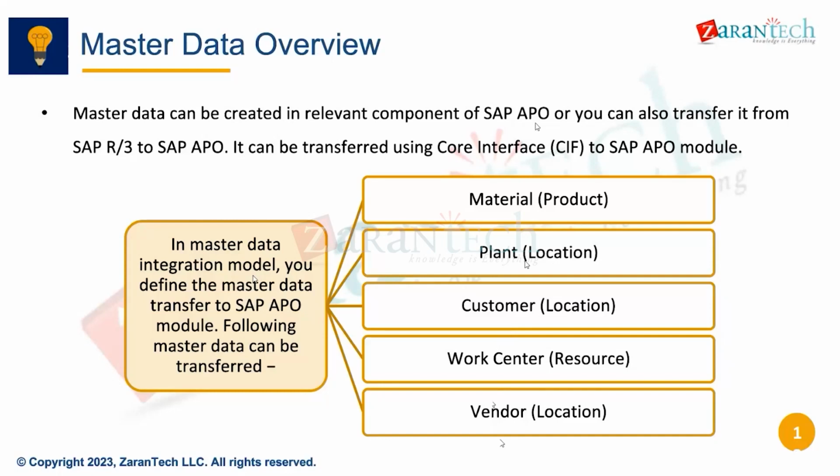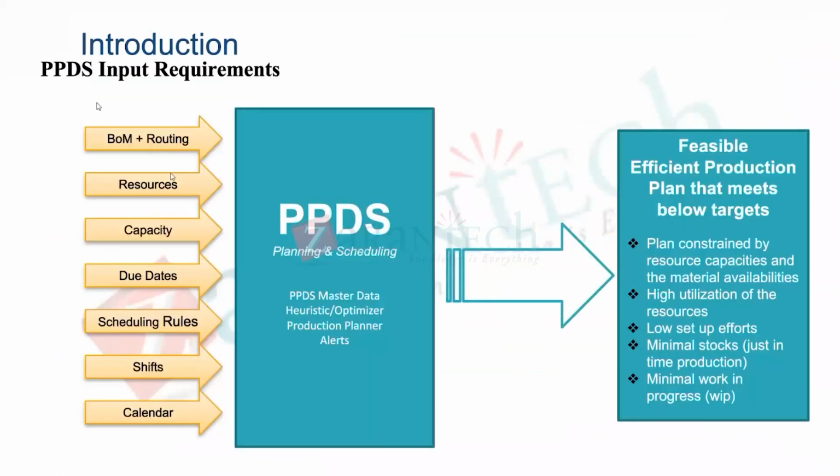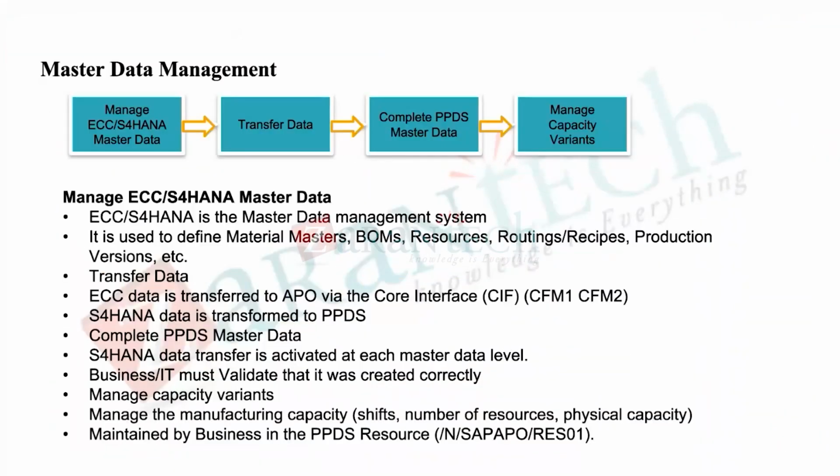But for us as production planning guys or PPDS guys, we do not need the customer and vendor, right? Because we are not doing network planning. We already have a planned order. So what we need is material, a plant, and a work center or a resource. Correct. The work center or resource is actually coming from here, the BOM, routing and resources part. Okay.